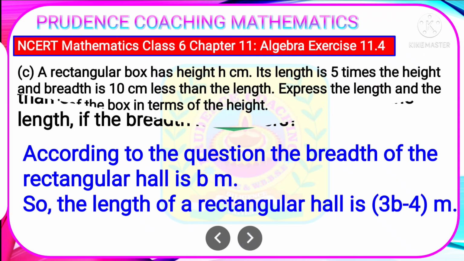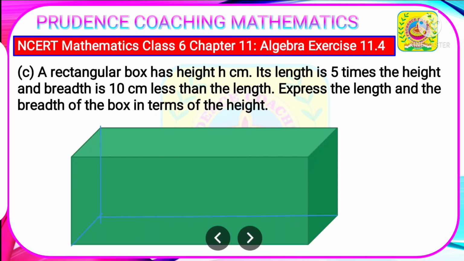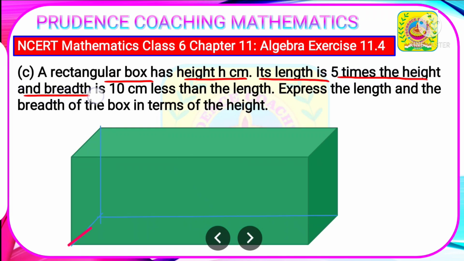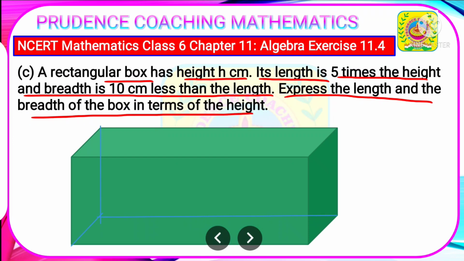Now let us start with the next one, that is sum number C. A rectangular box has height 8 centimeter. So the height of this rectangular box is 8 centimeter. Its length is 5 times the height and breadth is 10 centimeter less than the length. Express the length and the breadth of the box in terms of height.